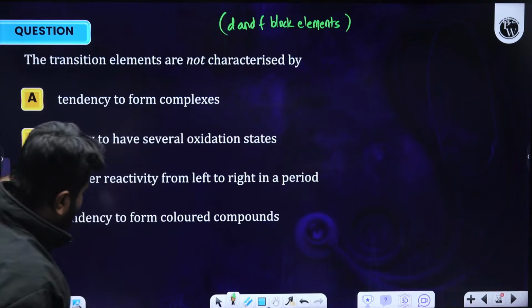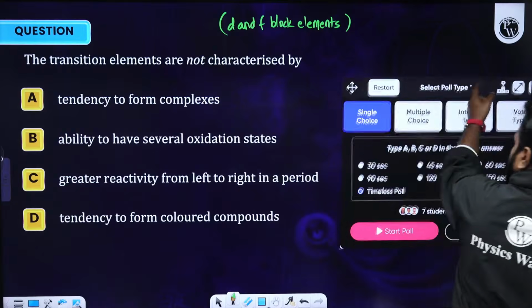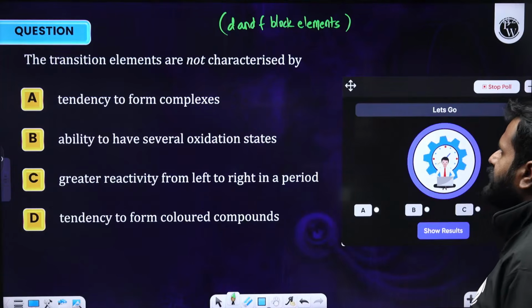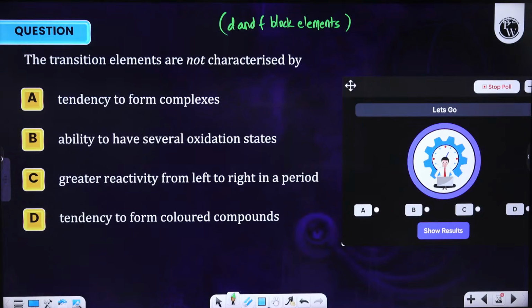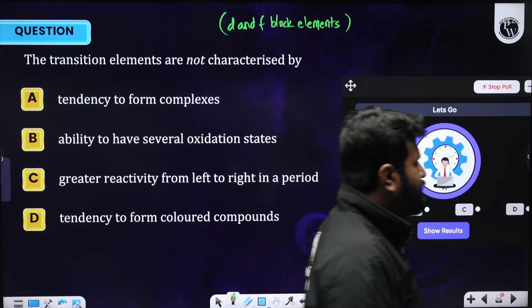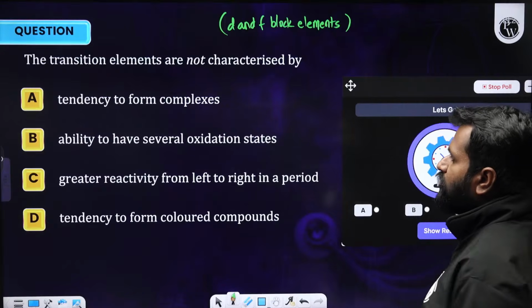Now D and F block elements. First question. Quick, tell me, my dear students, first question. The transition elements are not characterized by. Transition elements are not characterized by. Basic, only theory questions. What is the answer? Are not characterized by.